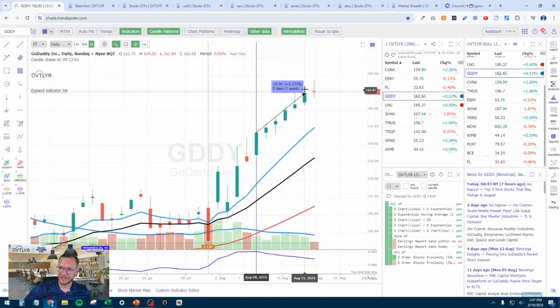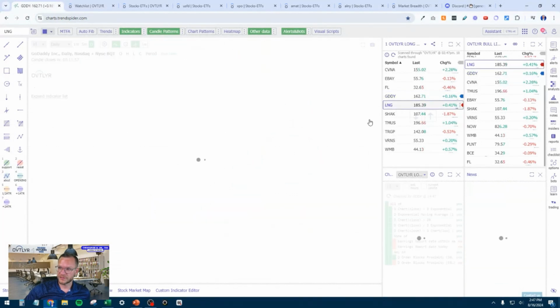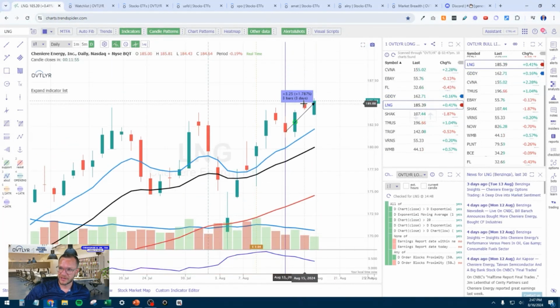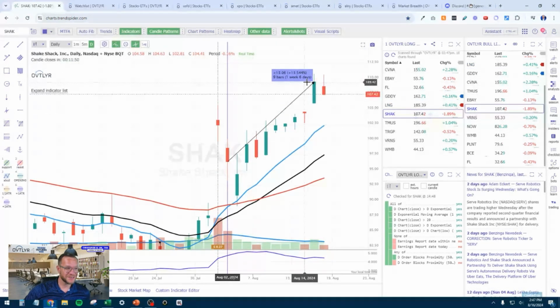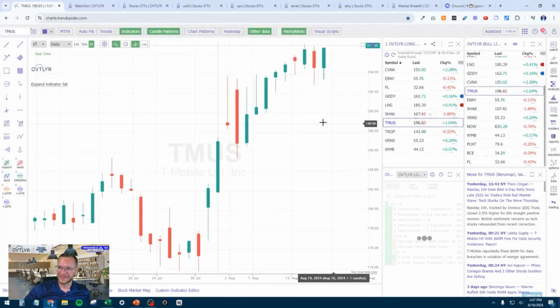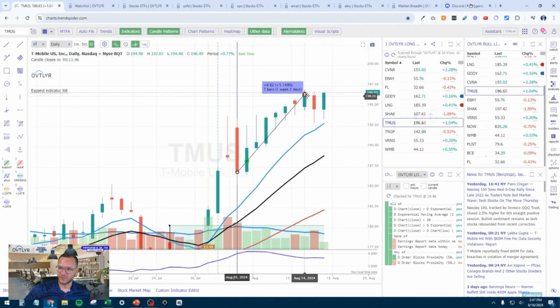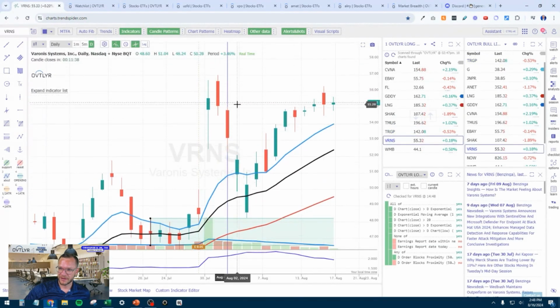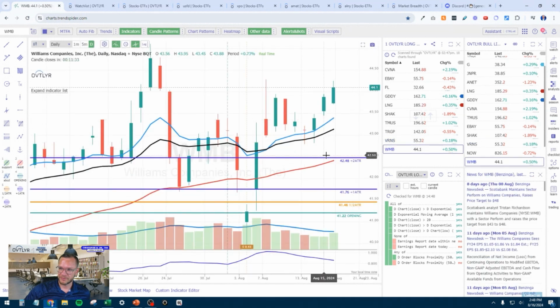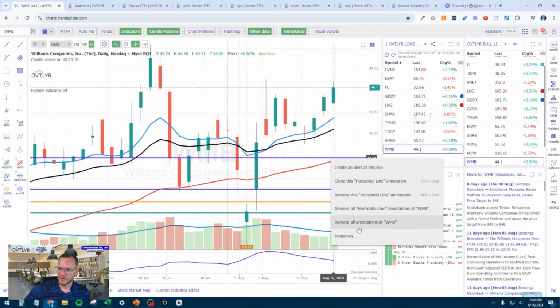GoDaddy, GDiddy as I like to say, is up nearly 4%. LNG is up almost 2%. Shake Shack is up nearly 13%. These are crazy numbers, right? T-Mobile is up over 5% since the buy signals came through. This one's flat. It did sell off, but it's flat right now. And then WMB, I got some old notes on there.